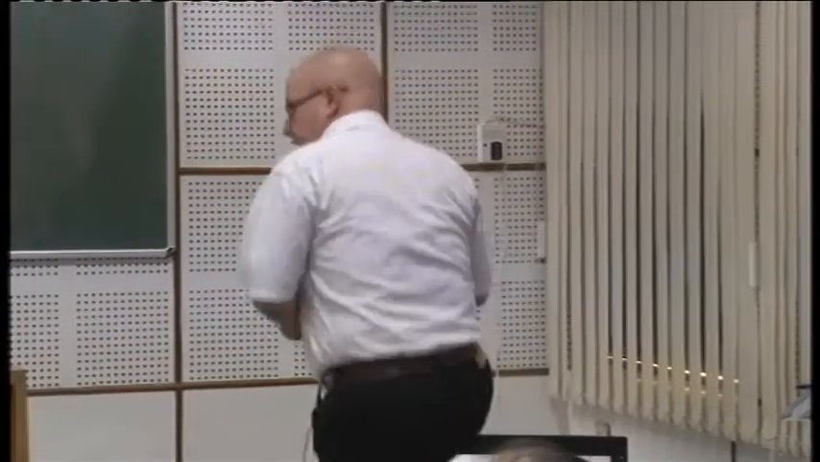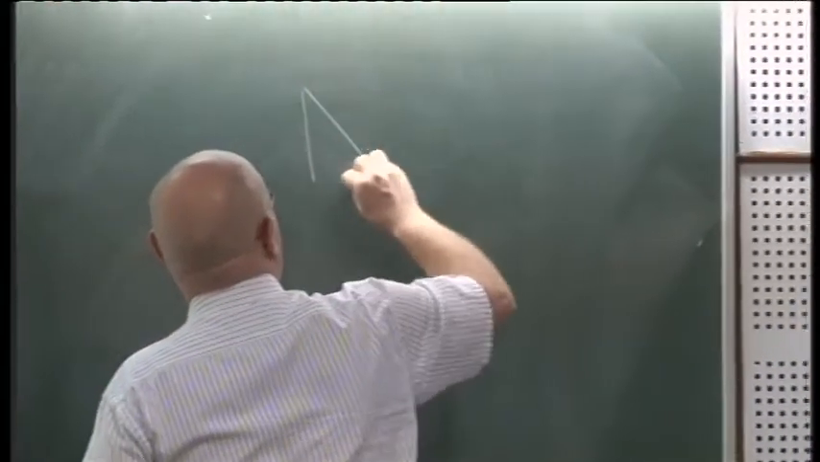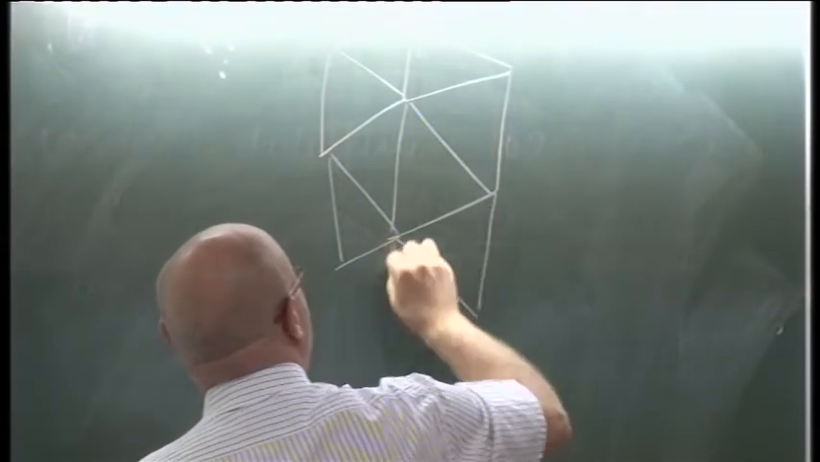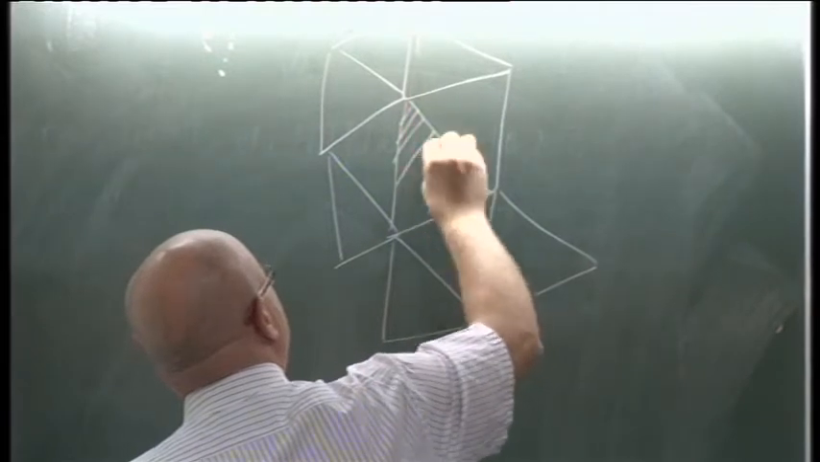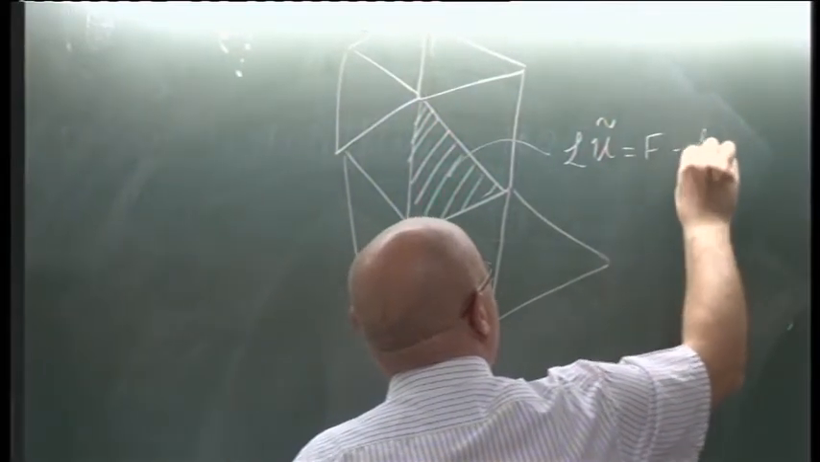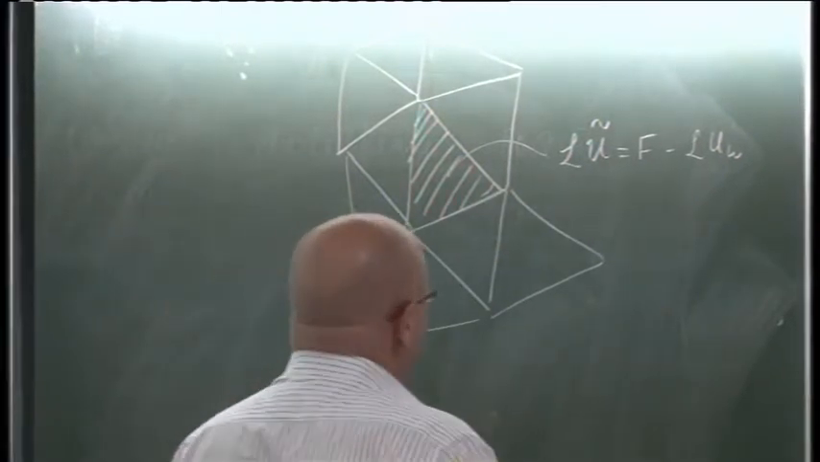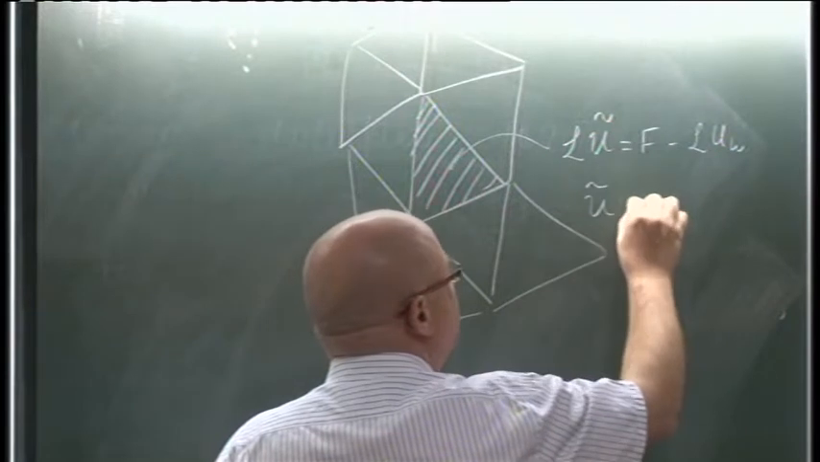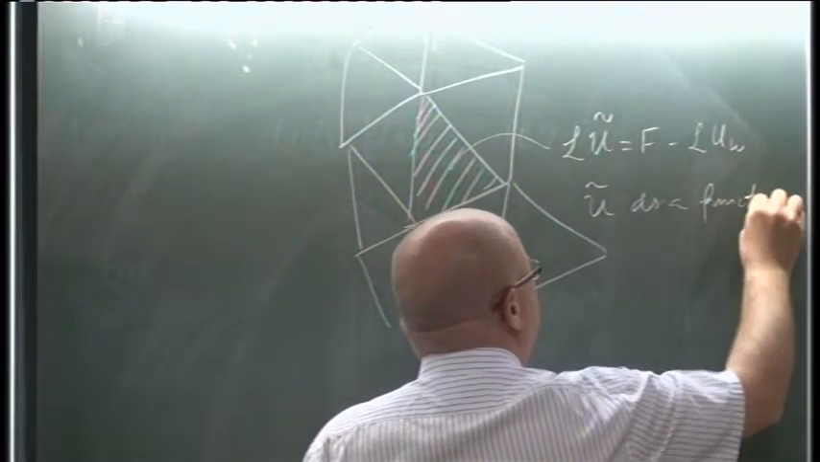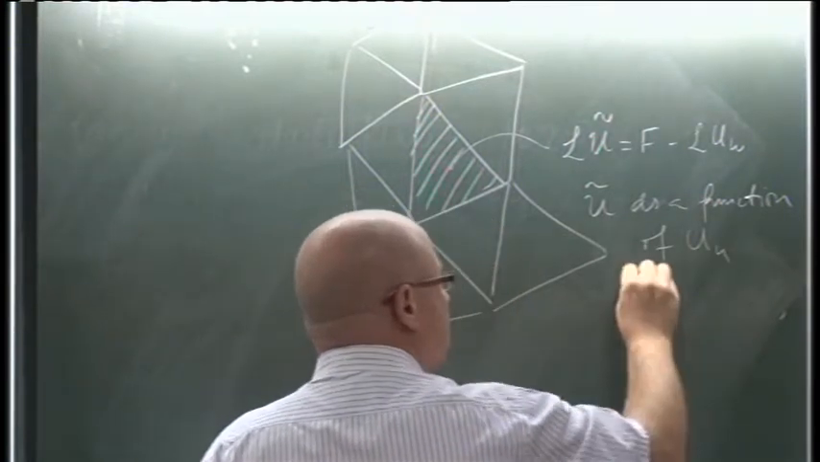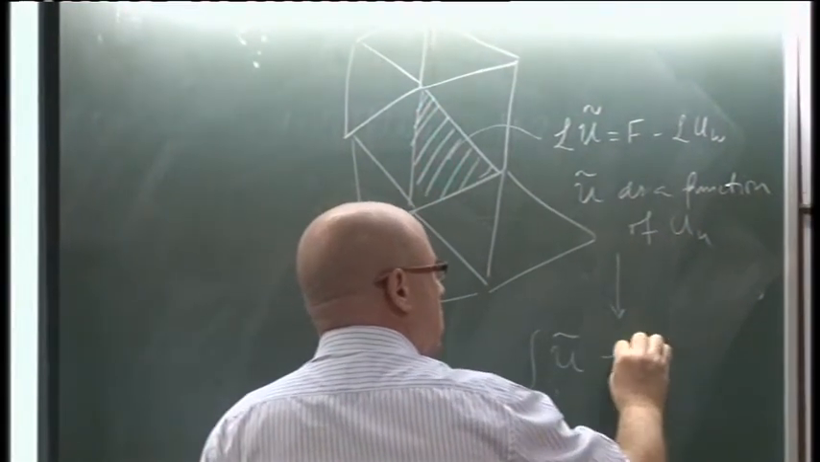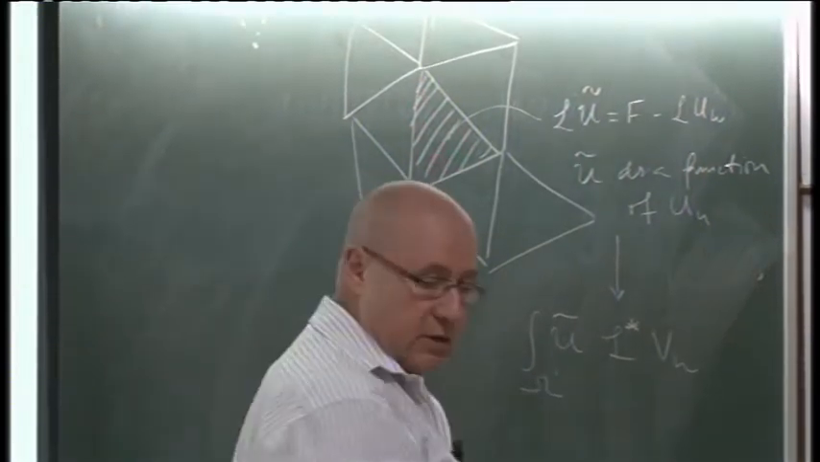So in essence, what we do is, if we have a mesh, we have to approximate somehow the problem within each element. So for example, we have to approximate the problem here, the problem for the subscales. So we have to solve L of u tilde equals F minus L of UH on that domain, obtain u tilde as a function of UH, and then put it in the first term, which is the integral over the element domains of u tilde times the adjoint applied to the test function. That's it. That's the method.